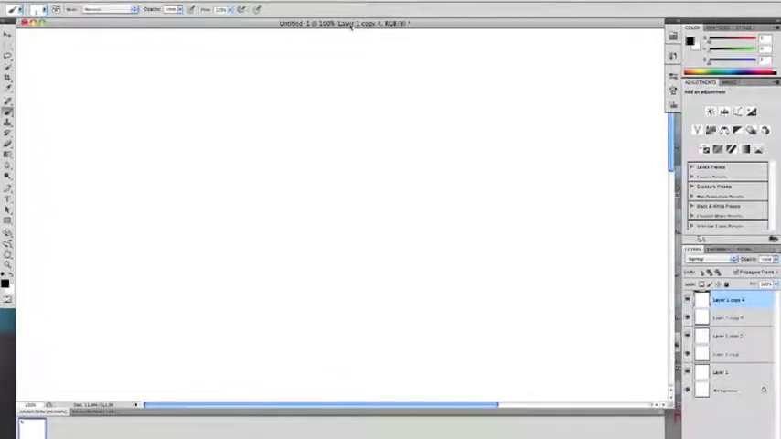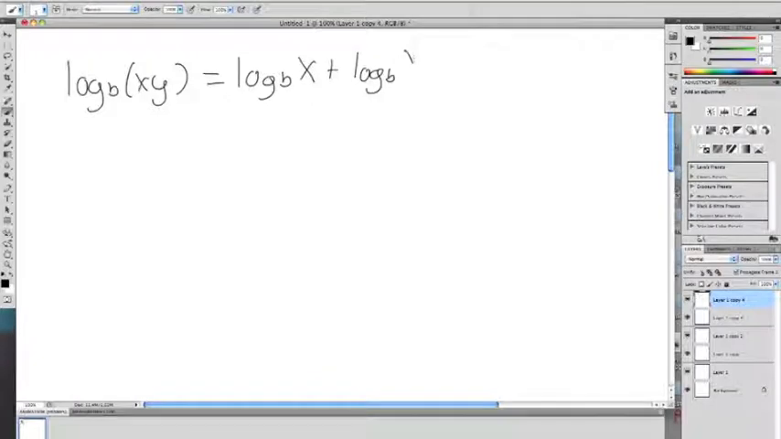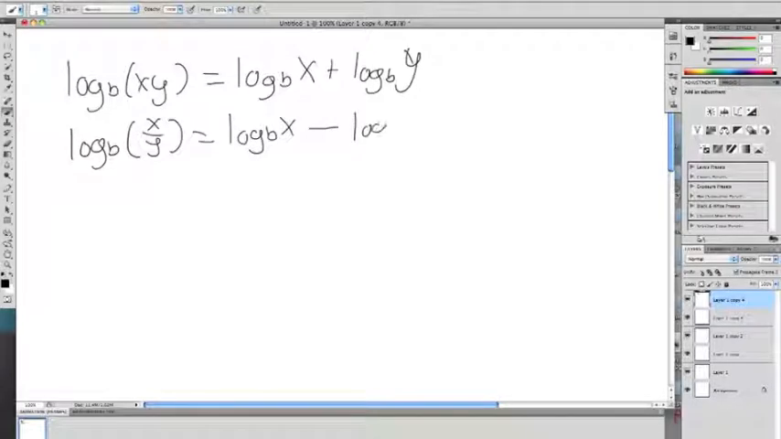Domain and the range. First of all, let's just start with some of the properties of log. Alright, so log base b of xy equals log base b of x plus log base b of y. Now for the other one, it's just the same thing, only division is going to be subtraction instead of addition. See? It's pretty easy.